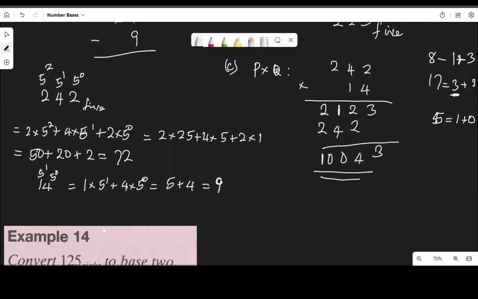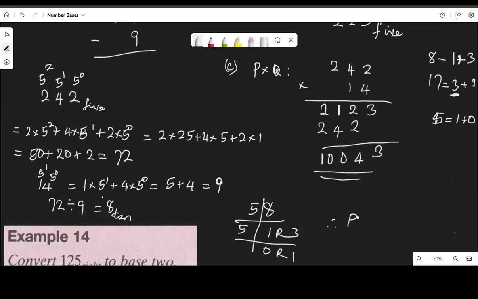72 divided by 9. Now we divide 72, which is in base 10, by 9, which is also in base 10. 72 divided by 9 is 8. I'll convert this 8 back to base 5, since the operation is in base 5. To convert a base 10 number to base 5, we divide by 5. 8 divided by 5 is 1, remainder 3. Then 1 divided by 5 is 0, remainder 1. Therefore, P divided by Q is 13 in base 5.